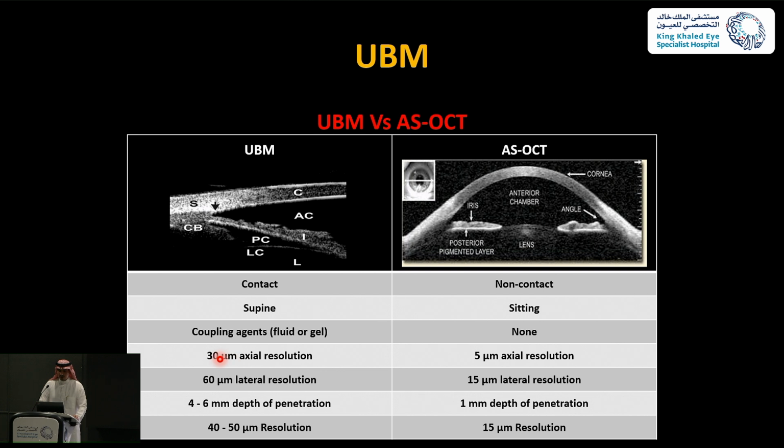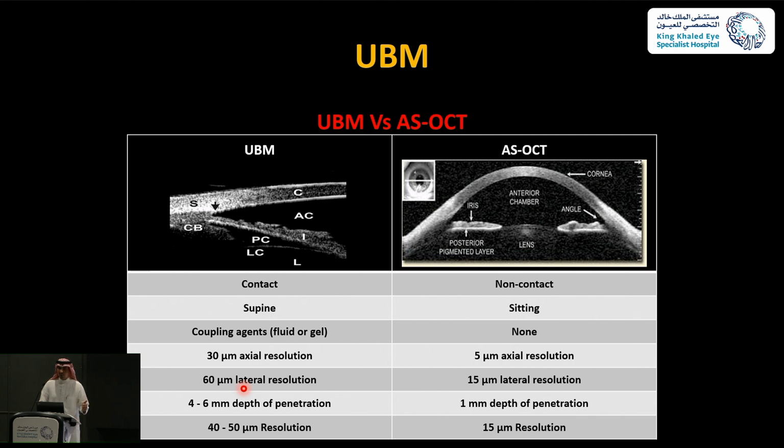The axial resolution is 30 micron compared to 5 micron in OCT, and with advanced OCT devices you have much better axial resolution. You have 60 micron lateral resolution compared with 15 micron lateral resolution. And with advanced technologies, this number can change significantly, so you might find a machine that has much better resolution. We have 4 to 6 millimeter depth of penetration in UBM compared with 1 millimeter depth of penetration in OCT.